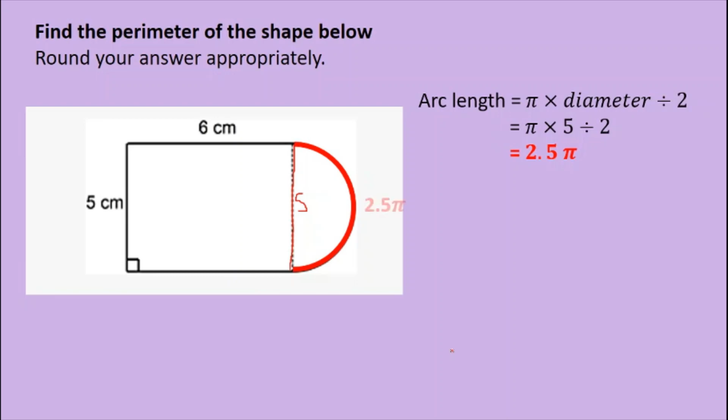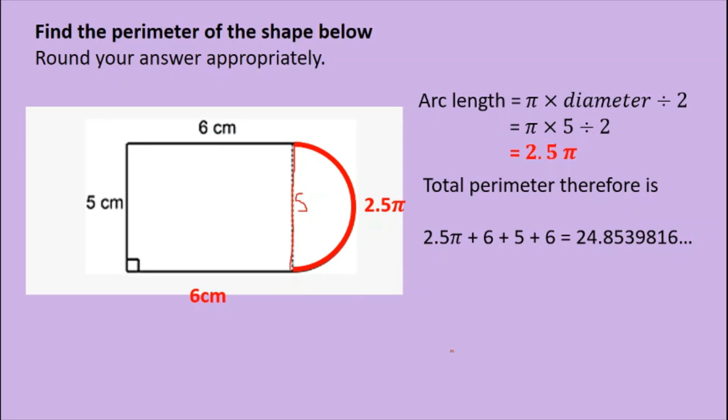error later. Then I need my other side of my rectangle, which is obviously 6 because the side opposite is 6, and then I'm going to do the total perimeter 2.5 pi, the curve, the arc length that I found, plus 6 plus 5 plus 6. 24.85 centimeters. I've rounded it to 2 decimal places. You could have had 24.9 for 1 decimal place. I think any more than that would be not accurate enough. Notice I did not include that distance in my total perimeter. Don't forget, perimeter is the whole way around.